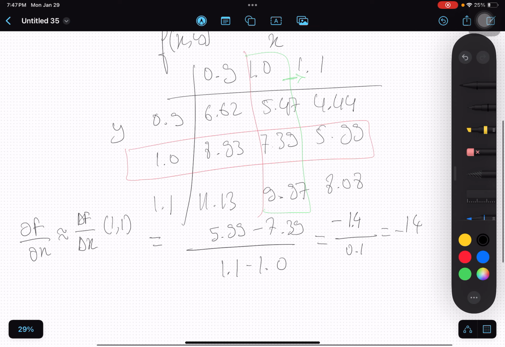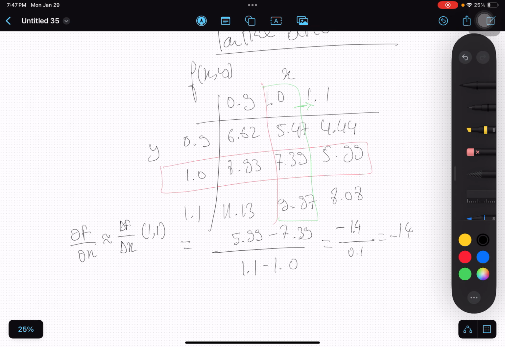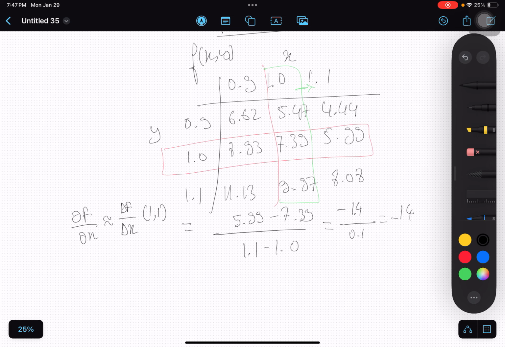What this means is that when we freeze y and we take a tiny step in the x direction, the slope of the function is approximately negative 14. We can also do the same thing in the y direction as well.